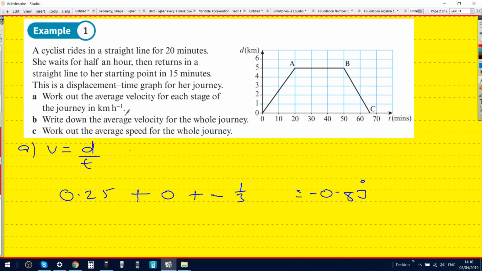Okay, and now they want speed. How do you find speed? Oh, hang on. They wanted per hour. This is in minutes. So it's like 0.25 per minute. So how do we get it per hour? Multiply it by 60. Yeah. So what do you get there? 15. Okay. Plus.